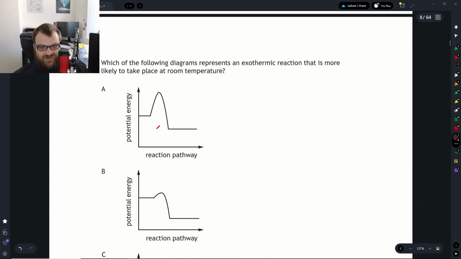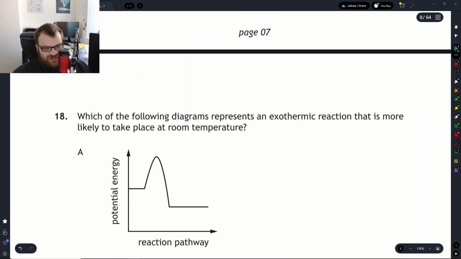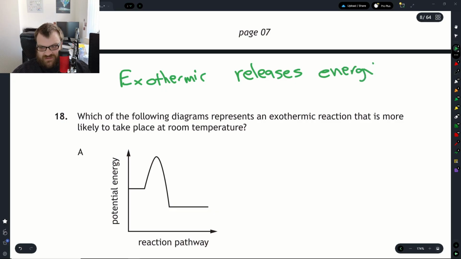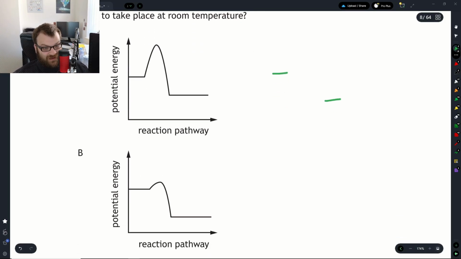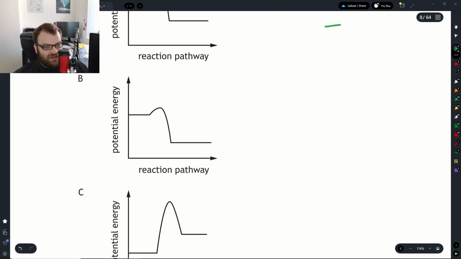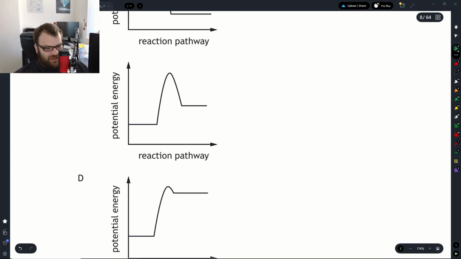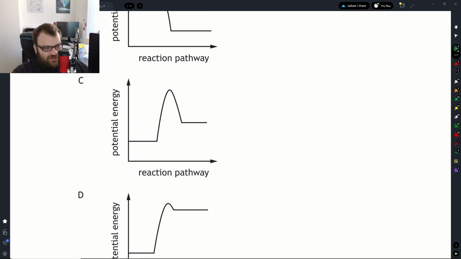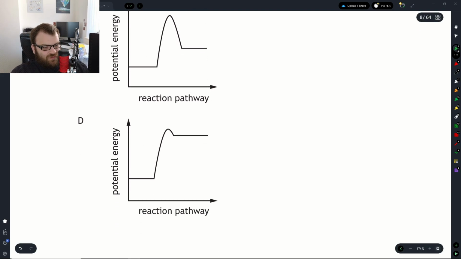On to number 18. We're asked about an exothermic reaction taking place at room temperature. Exothermic releases heat, and that means that our value at the end is going to be less than what we started at. Release energy. We're going to start off here. We're going to have our value down at the bottom. A does have a lower value at the end, so it could be A. B is also exothermic because it's lower at the end. C is the wrong way around. This would be an endothermic reaction, and D would be incorrect because that is also endothermic.